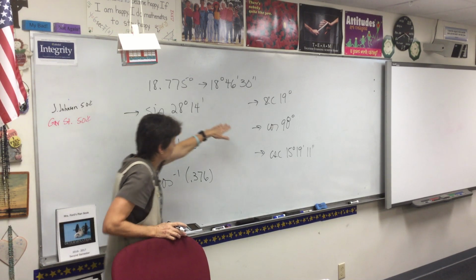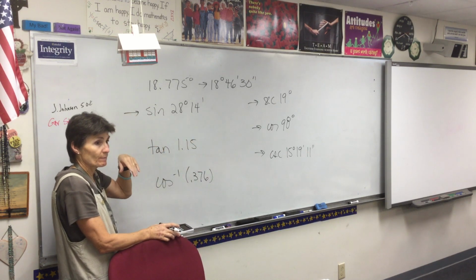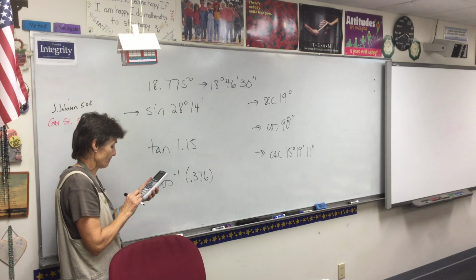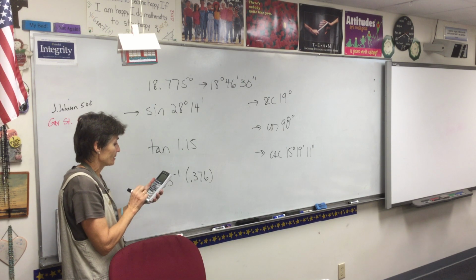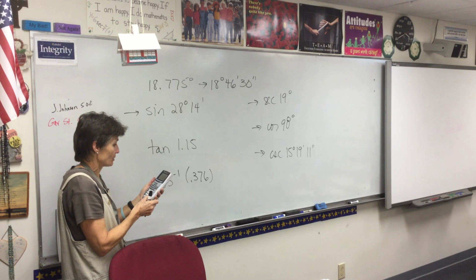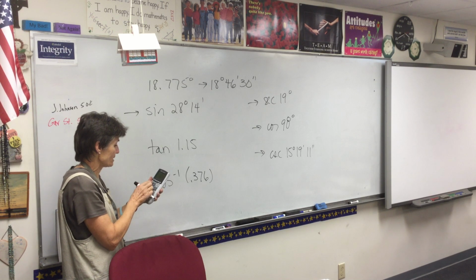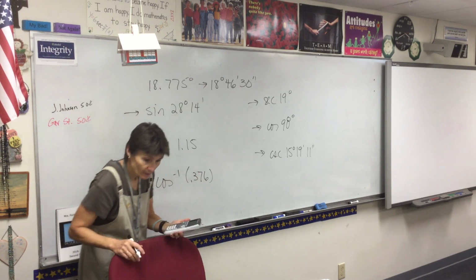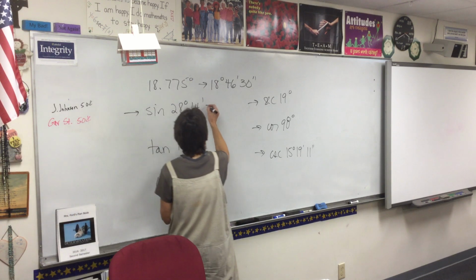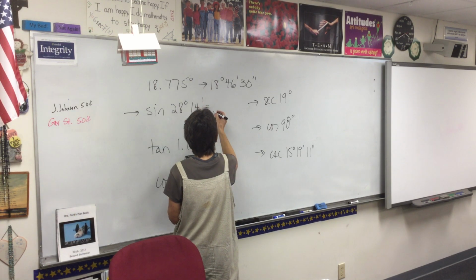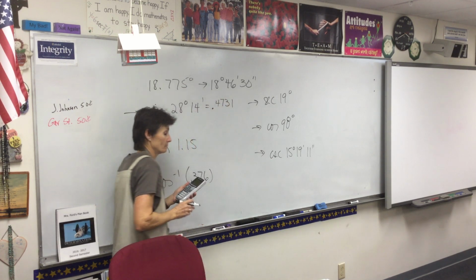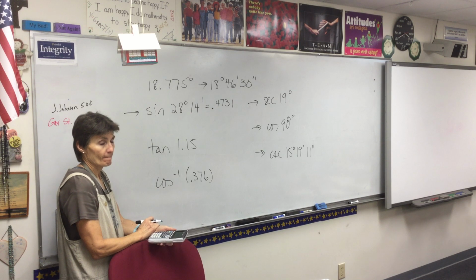So we're going to do all the ones with the arrows first because they all have degree marks. So here we go. Sine 28 14: sine 28, second angle degrees, 14 second angle minutes. How am I rounding? 10,000. How many decimal places is 10,000? 4. So 0.4731. Is that what you got?